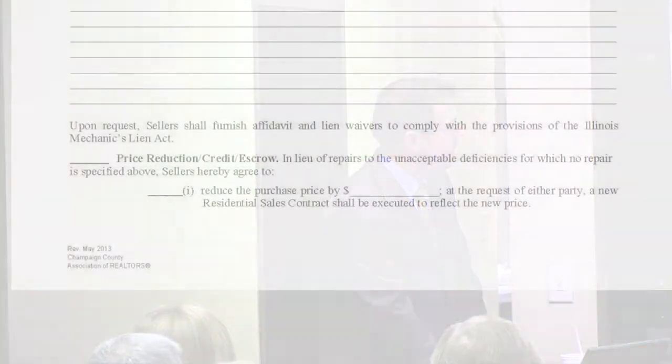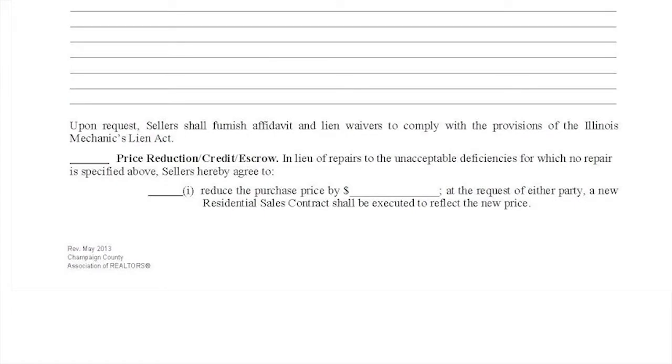This language is the way it has always been in our post-inspection agreement and repair amendment. Price reduction, this is new. So we have totally reworked the way that repair credits work. In lieu of repairs to the unacceptable deficiencies for which no repair is specified above. The reason we have it done that way is these are not mutually exclusive. We have many instances where we need a credit for some of it and repairs for others. So you can still do both, which is why it's worded that way.